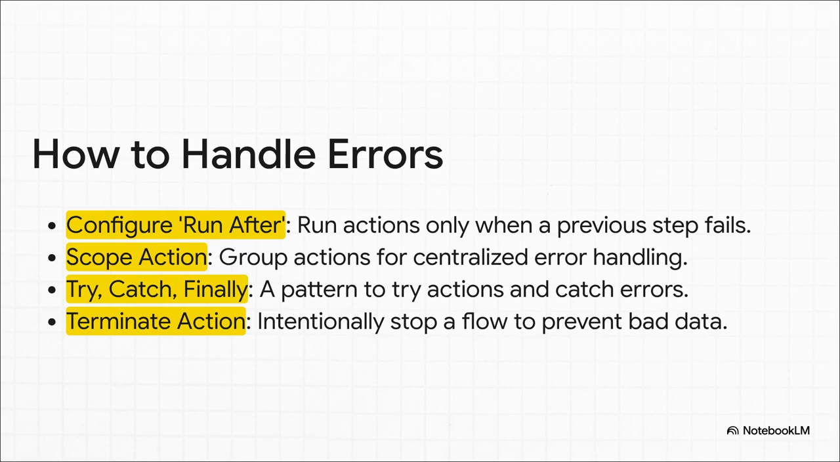In Power Automate, your number one tool for this is the Configure Run After setting. This lets you build a whole separate branch of logic that only runs if a previous step fails. You can also use scope actions to group steps together for easier error handling, implement a classic try-catch-finally pattern, or even use the terminate action to just stop a flow dead in its tracks to prevent bad data.